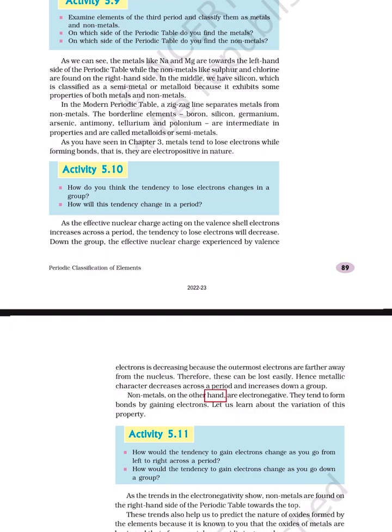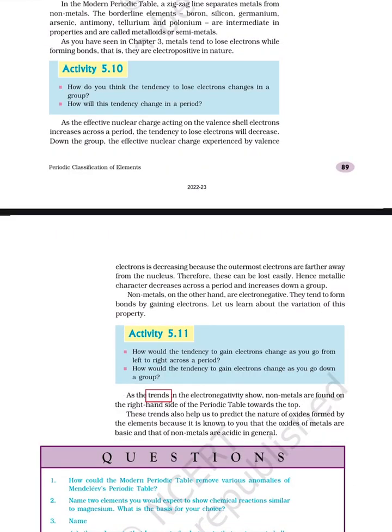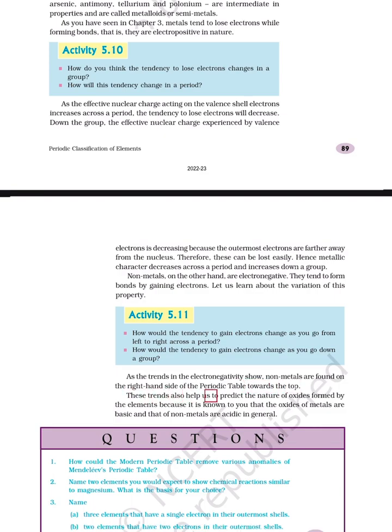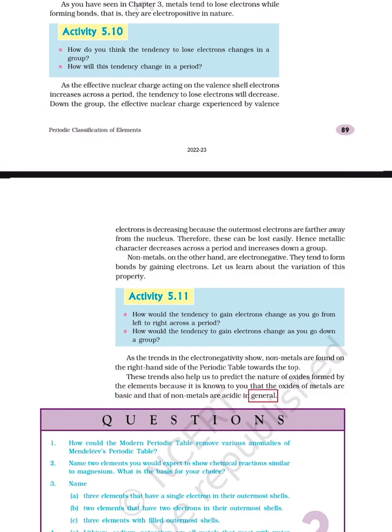Non-metals, on the other hand, are electronegative. They tend to form bonds by gaining electrons. Let us learn about the variation of this property. As the trends in electronegativity show, non-metals are found on the right-hand side of the periodic table towards the top. These trends also help us to predict the nature of oxides formed by the elements, because it is known to you that the oxides of metals are basic and that of non-metals are acidic in general. How would the tendency to gain electrons change as you go from left to right across a period?